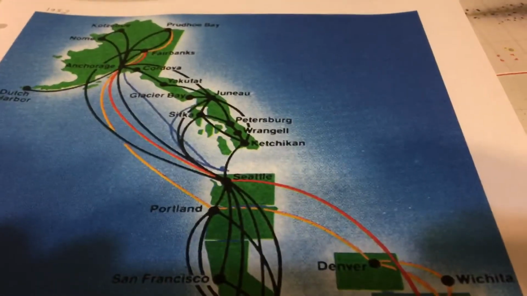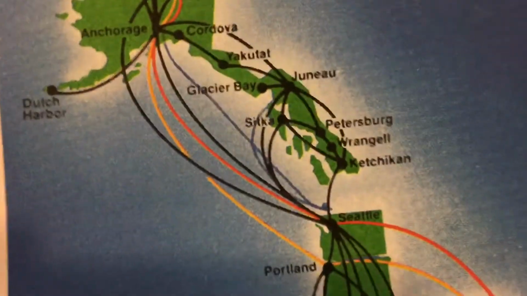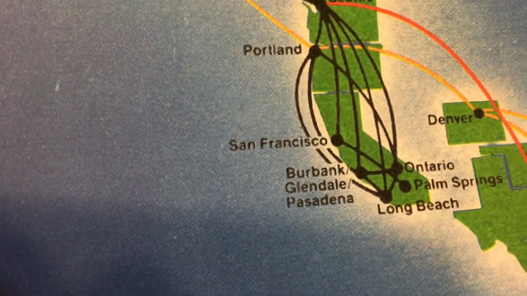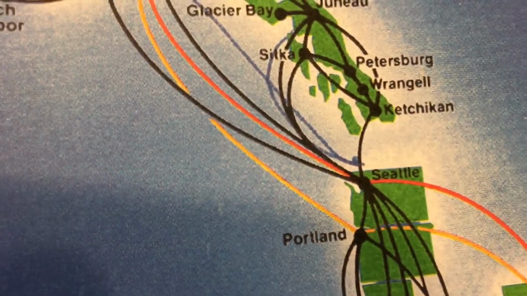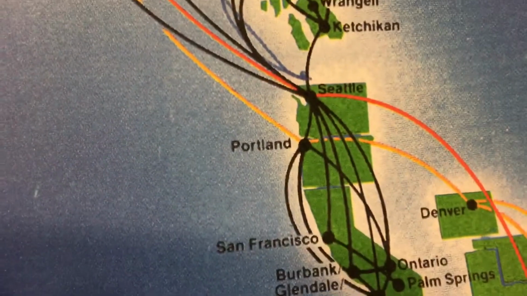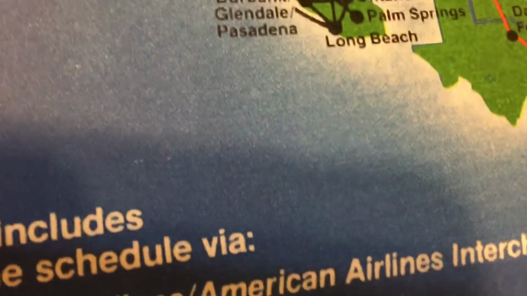Okay, so the first route map I have is from 1982. Alaska was very small back then. These colored lines here were interchange flights. Basically, say you were interchanging with American Airlines, Alaska would fly the aircraft most likely from Alaska down to Seattle, and then the American Airlines crew would take it over from Seattle down to Dallas-Fort Worth and then Houston. So you would use the same aircraft, but the other airline's crews would fly the aircraft.